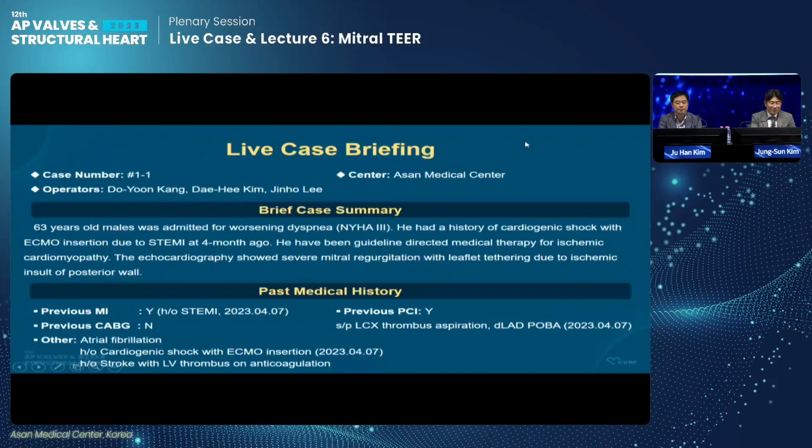Actually, the patient was discharged 1 month ago, but he had multiple recurrent heart failure aggravation events. And 2 days ago, he visited the emergency department for dyspnea, so we admitted him to the CCU for volume control with IV diuretics and inotropics. He had a past medical history of STEMI 4 months ago at another hospital, where during the intervention, thrombus aspiration at the circumflex artery and POBA at the distal LAD were done. And he had atrial fibrillation and multiple stroke events with LV thrombus, so we do the anticoagulation.